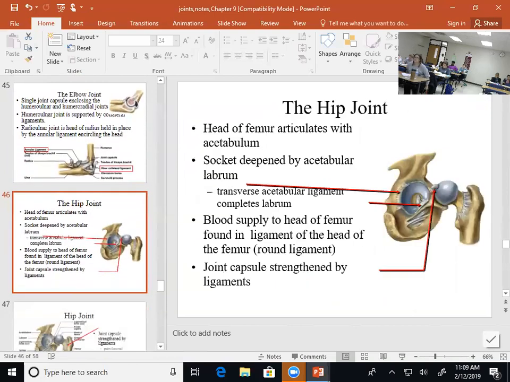The elbow, the hip: do these joints require blood supply? Yes, absolutely. So if blood supply is lost to these joints, you can actually have the bone die, and there's going to have to be a replacement there.